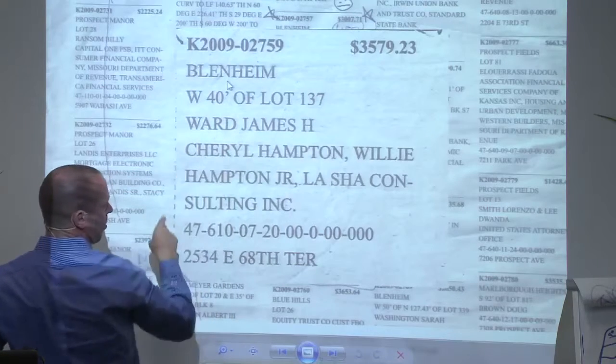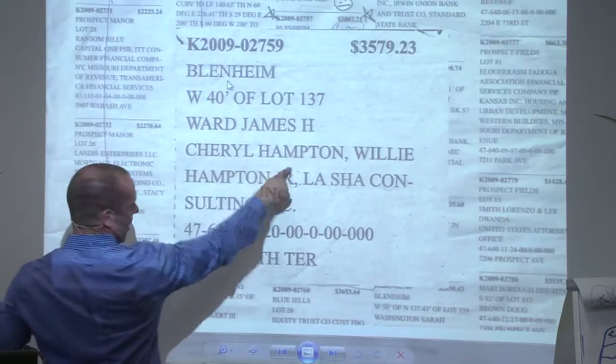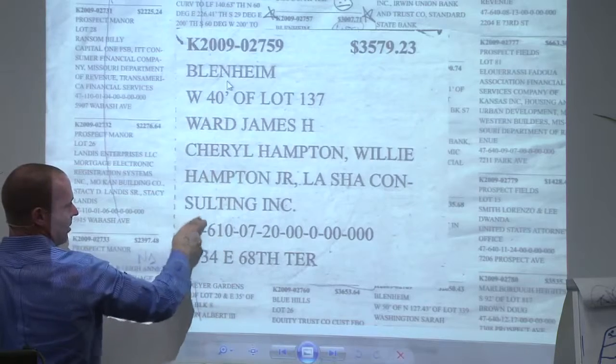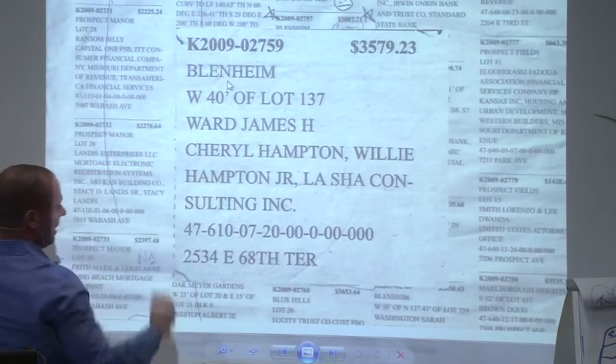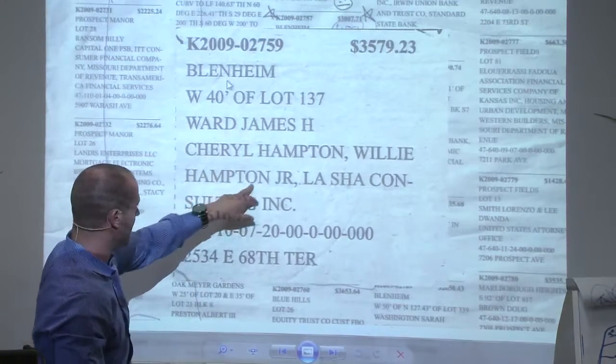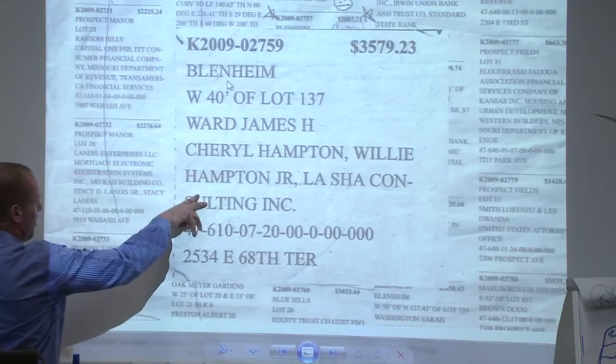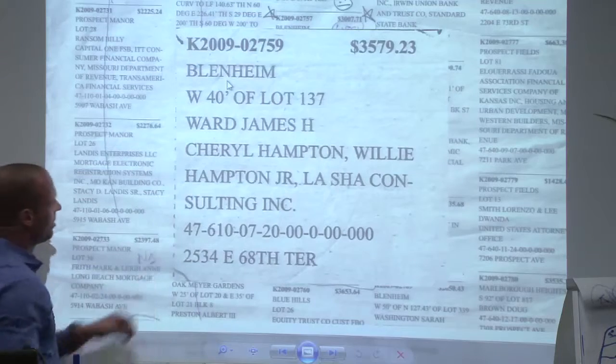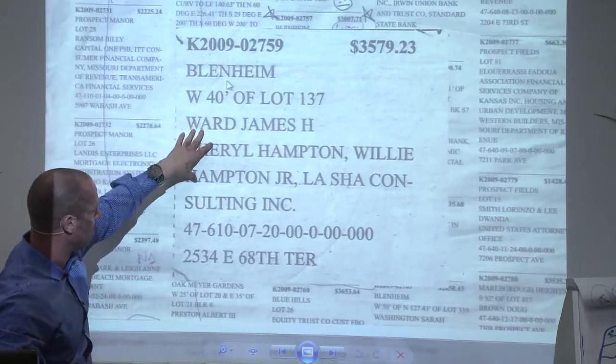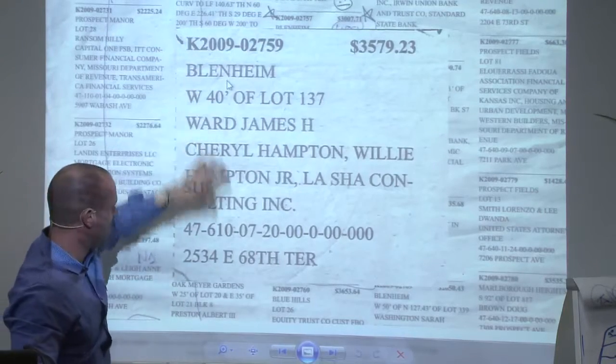And this guy, James Ward, was the owner. And this girl, Cheryl Hampton, had something against the property too. Who knows what? Maybe she had a lien of some sort. And Willie Hampton Jr., maybe they all own the property together. But I don't see any mortgage companies on here. I don't see anything else. So basically this tells me that this guy owned the property with no mortgage. This is the address of the house.